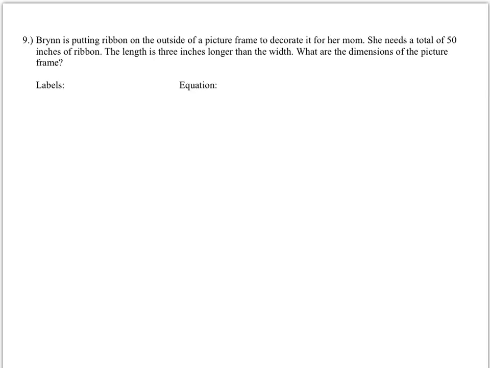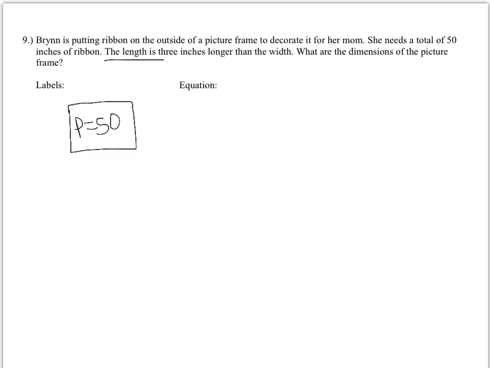So if you think about this one, I want to know the dimensions of the picture frame. The picture frame is going to be a rectangle, and I know it's a perimeter question because what am I doing with the ribbon? I'm putting it around the shape. So let's start this problem by drawing a rectangle. And the rectangle is my picture frame, right? This is my picture frame. It says she needs a total of 50 inches of ribbon. So that means the perimeter of the picture frame has got to be 50.